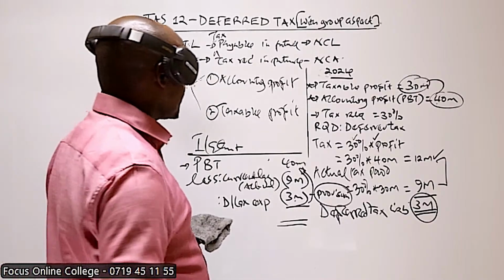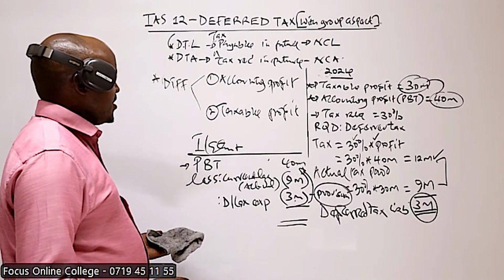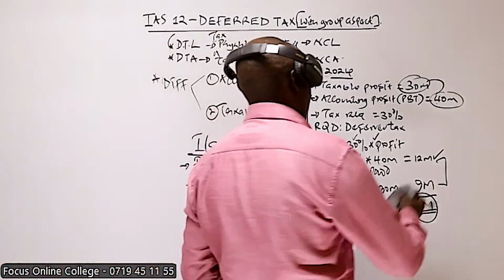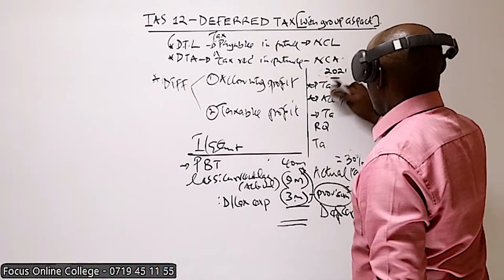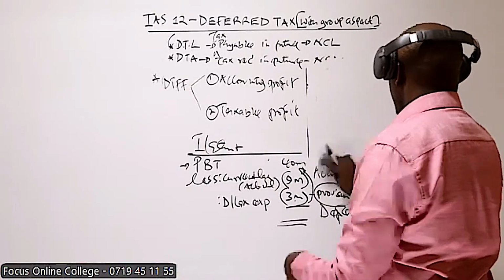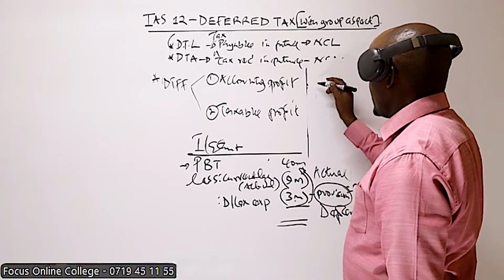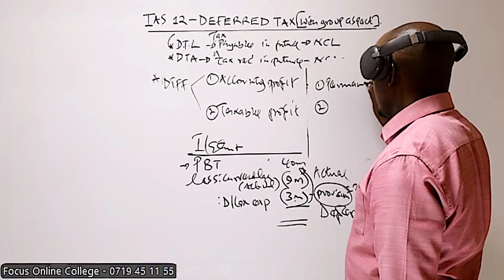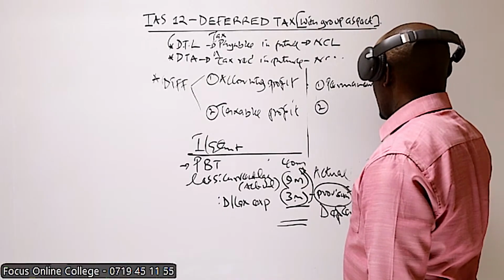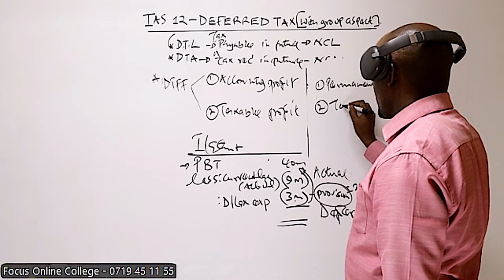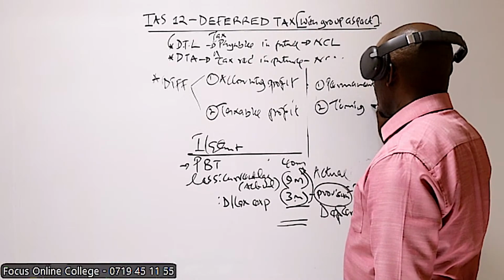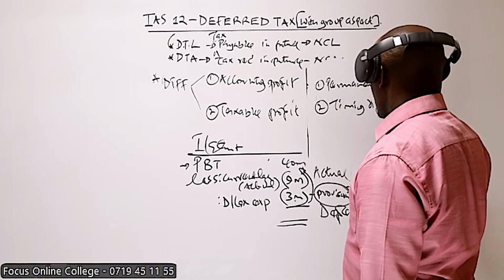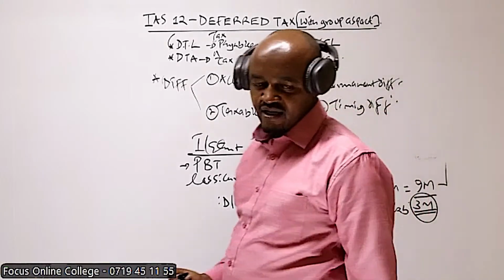Now, the difference between the accounting profit and taxable profit can actually be classified into two main categories. Number one, we have the permanent difference, and number two, we have the timing difference. So what do we mean by the timing difference and the permanent difference? What we are saying is that it is the difference between accounting profit and taxable profit.